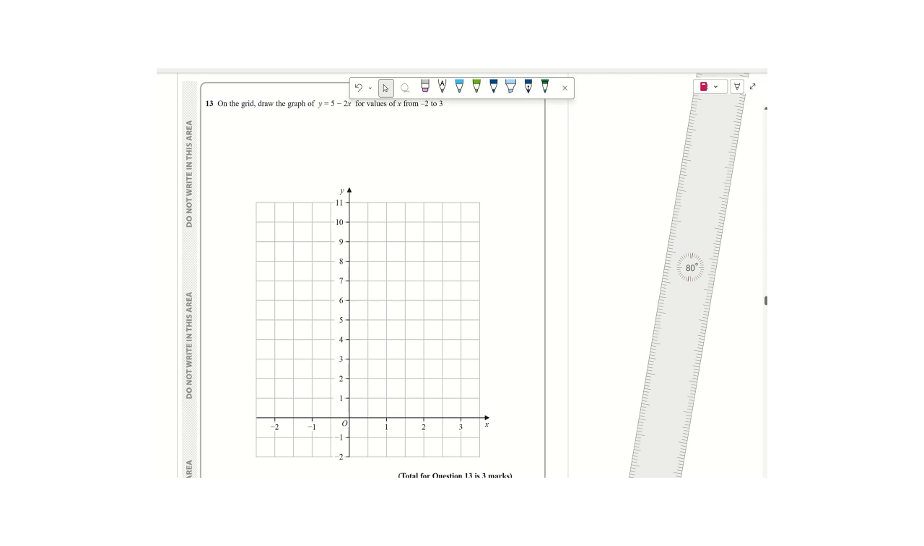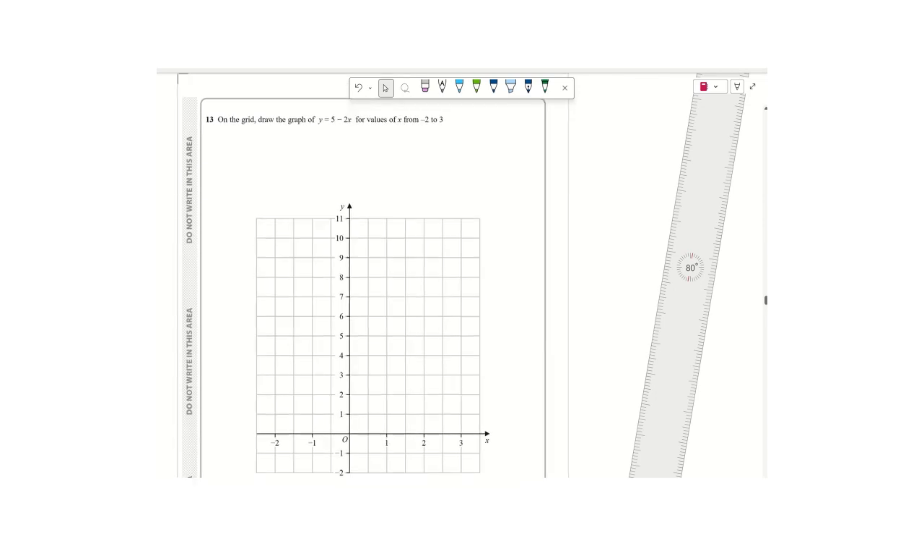So we were asked to draw a straight line. So we're going to draw ourselves a little table. And we want x values from -2 up to 3. And it tells me that y is 5 minus 2x.